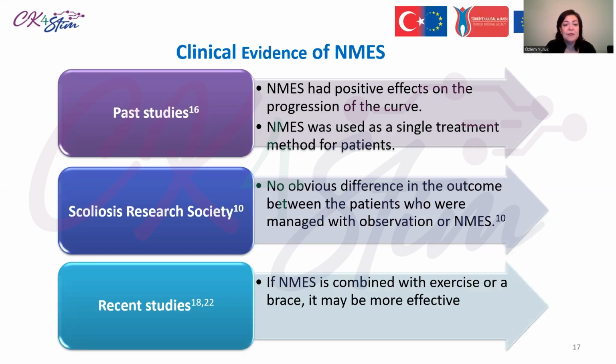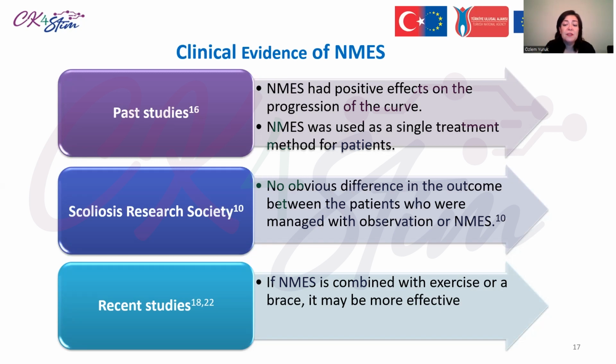Past studies found that electrical stimulation had positive effects on progression of the curve. But in these studies, electrical stimulation was used as a single treatment method for patients. In a study conducted by the Scoliosis Research Society, 159 girls with a mean age of 13 years who had adolescent scoliosis were followed prospectively until skeletal maturity or until the curve had increased to 60 degrees or more.